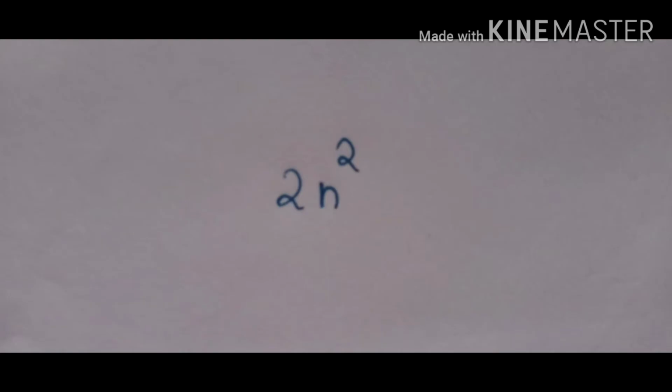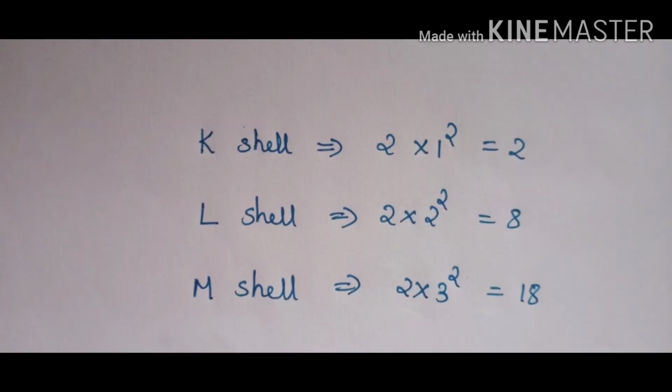This is the formula for calculating the maximum number of electrons that can be accommodated in a shell, and n is the number of the given shell from the nucleus. According to this formula, the maximum number of electrons that can be accommodated in K shell, that is first shell, is equal to 2 into 1 square, that is equal to 2. Hence, the first period has 2 elements, and the elements in the first period contain only K shell in their electronic configuration. Similarly, L shell can accommodate maximum 8 electrons.